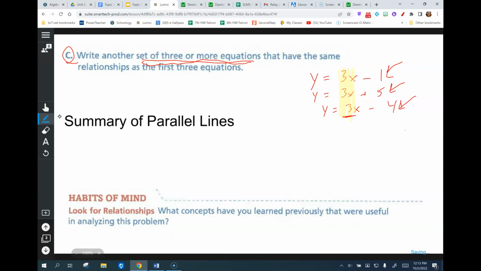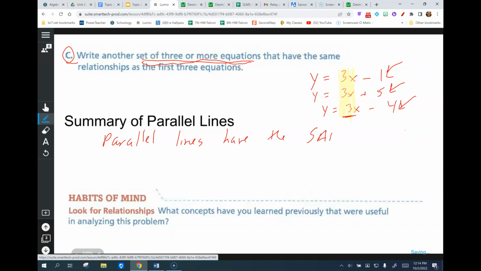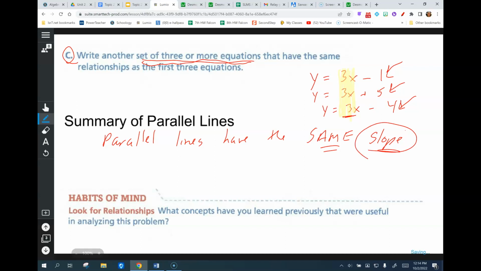So our summary is: parallel lines have the same slope. Do their y-intercepts matter? Nope. They can be anything. Their y-intercepts do not matter. It's just the slope.